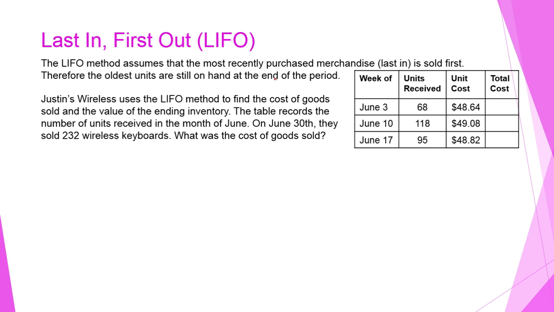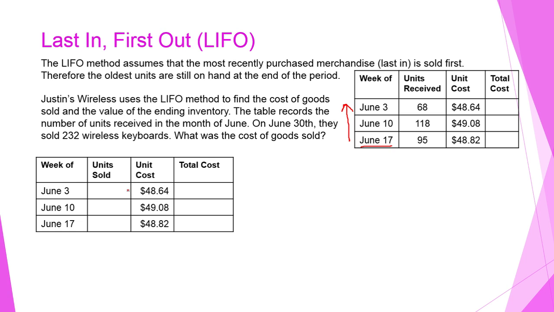Alright, so here's an example. Justin's Wireless uses the LIFO method to find the cost of goods sold and the value of the ending inventory. The table records the number of units received in the month of June. On June 30th, they sold 232 wireless keyboards. We want to know the cost of goods sold. So remember earlier, for the FIFO method, we did top going down. Because we're doing LIFO this time, we start from the bottom because it's the last in, first out. Alright, so we do bottom to top, cost of goods sold.